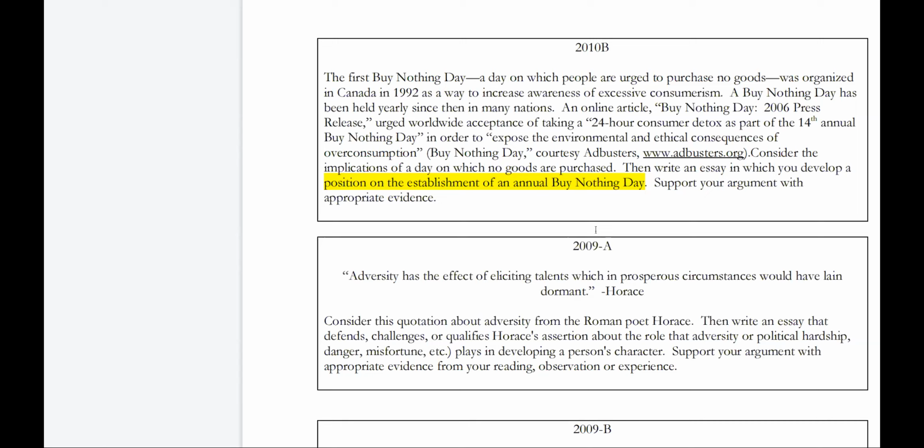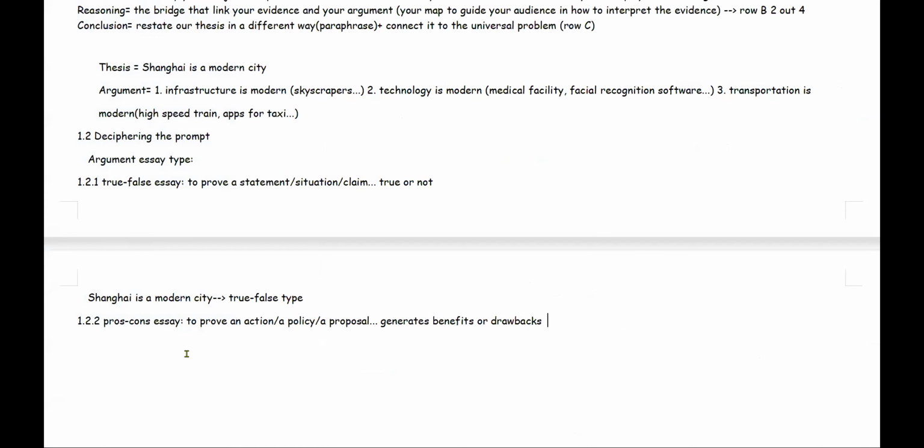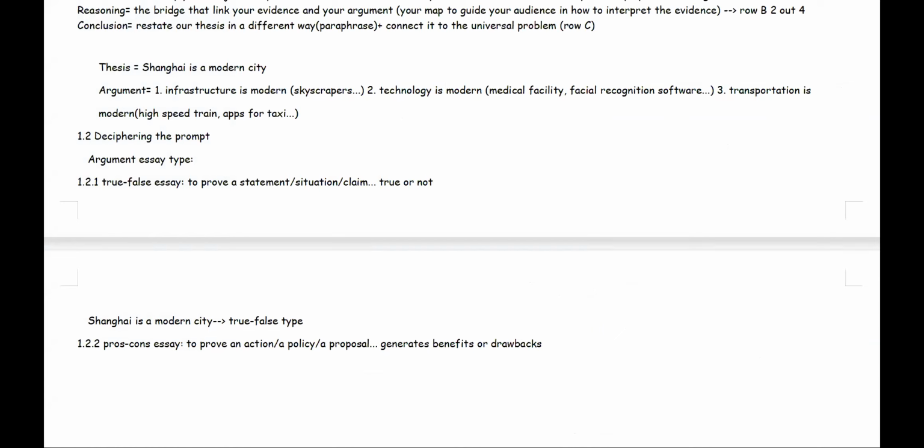That makes sense. So we do have pros and cons in AP Land, but more likely it's true-false. So be very careful when you decipher the prompt. Make sure you know exactly whether it's true-false or pros-cons. For true-false, most likely the prompt is a subject-verb-predicate syntax. Do we know what a predicate is?